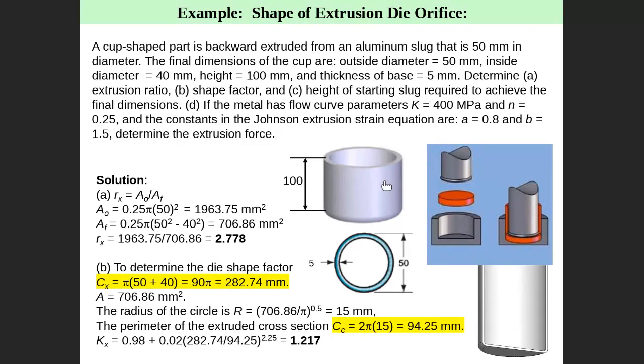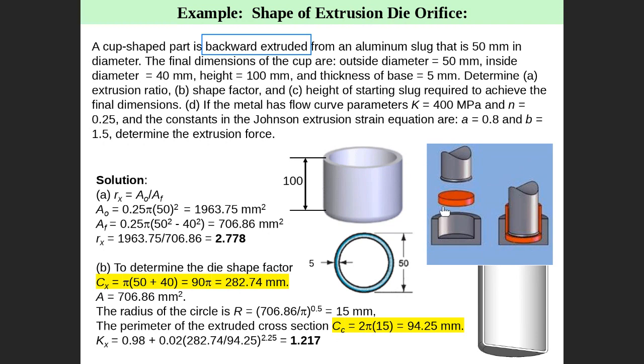Listen to me carefully, guys. This is a backward extrusion, which is the indirect extrusion. You see why? Because the material flows in the opposite direction. You apply pressure in this direction, and the material flows in the opposite direction. So this is indirect extrusion, not direct. This is the backward extrusion from an aluminium slug.